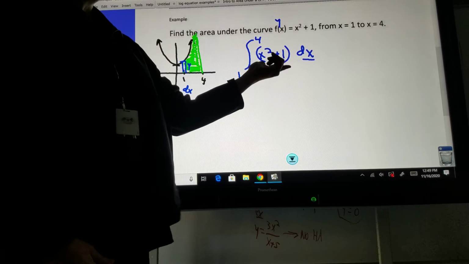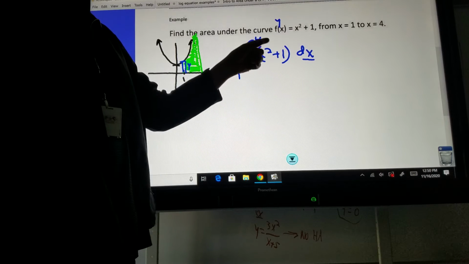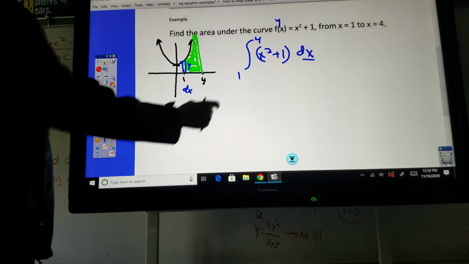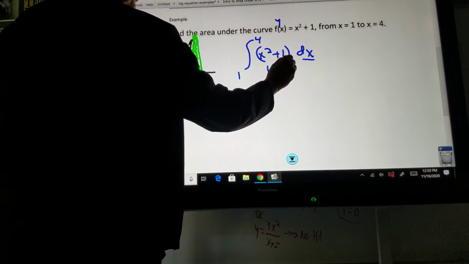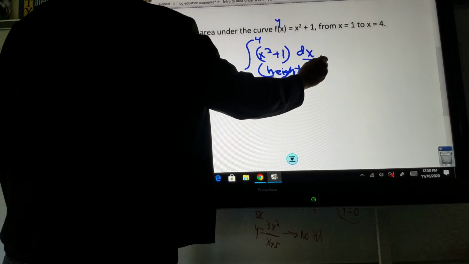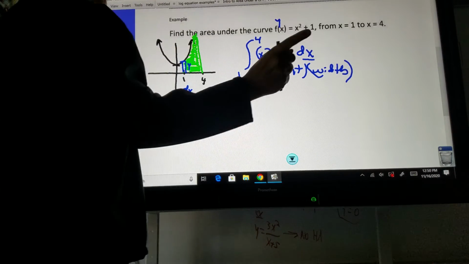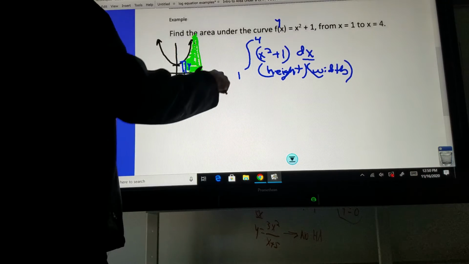Each rectangle has a tiny, tiny width called dx. So here's width times height. Guess what? That gives you the area of a rectangle, doesn't it? This means you're going to add up all of those rectangles. Width times height. I'll write that on there, and you don't need to write that every time. There's your height, and there's your width. Together, those multiply to give you the area of one rectangle. We're going to add up all the rectangles, an infinite number, going from 1 to 4.